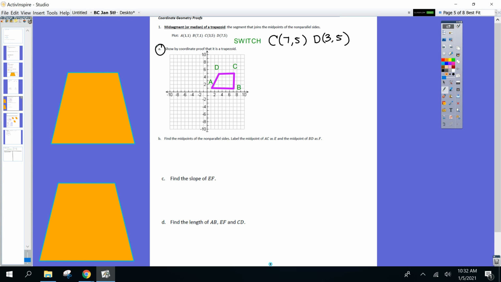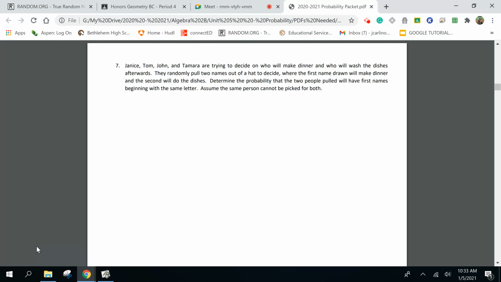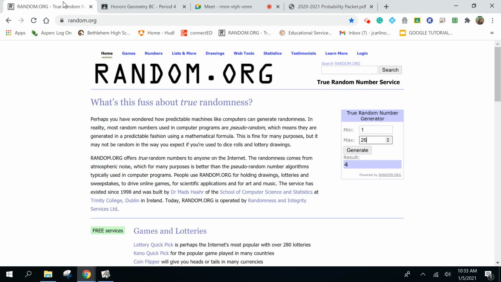All right, so we got to show this is a trapezoid. I'm going to turn this over to somebody now. What do you know about a trapezoid? A trapezoid, not isosceles, just a trapezoid. What do you know about a trapezoid?